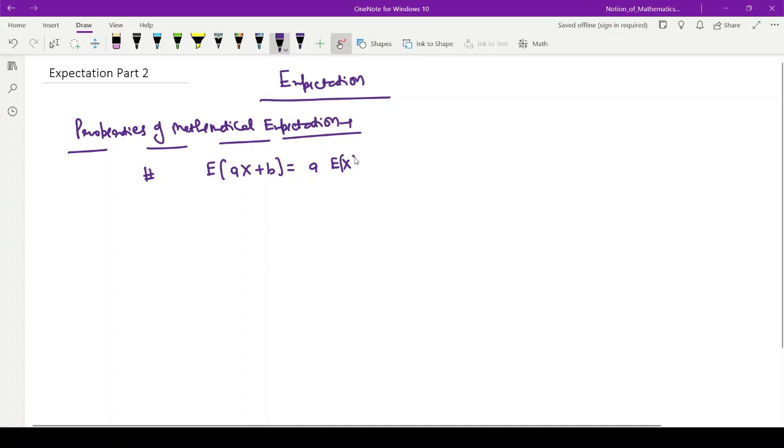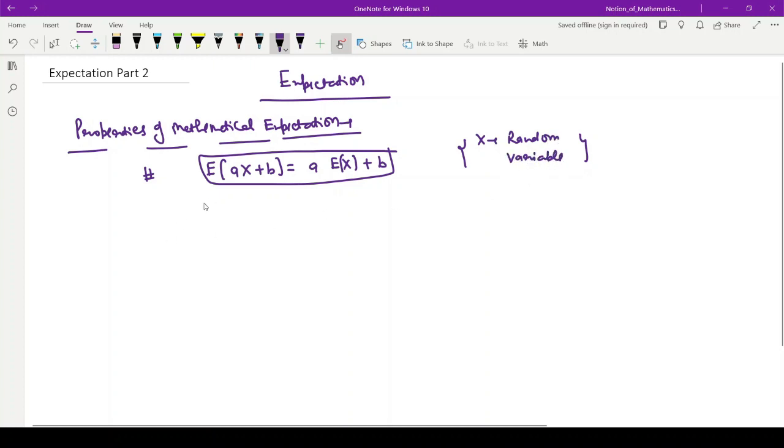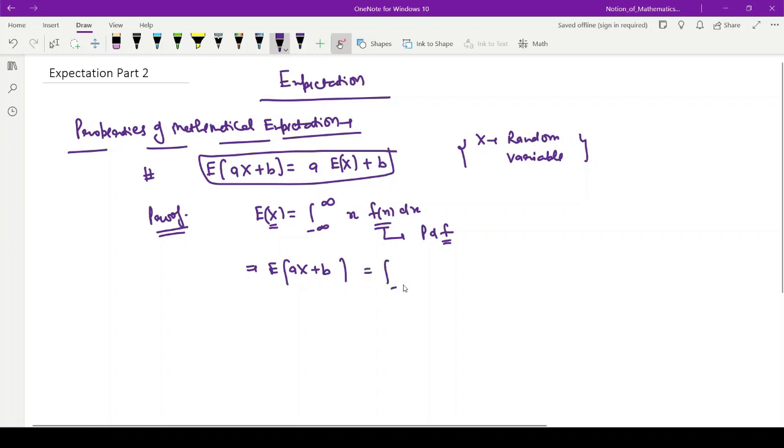into expectation of x plus b. I will prove it here, where capital X is any random variable. So how can we prove this particular statement? As we know, expectation of x can be written as integral from minus infinity to infinity of x into fx dx, where this fx is the associated probability density function. What if I convert this x into ax plus b? It would be the integral from minus infinity to infinity of ax plus b into fx dx.